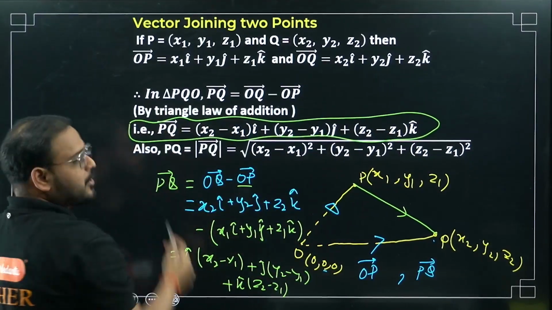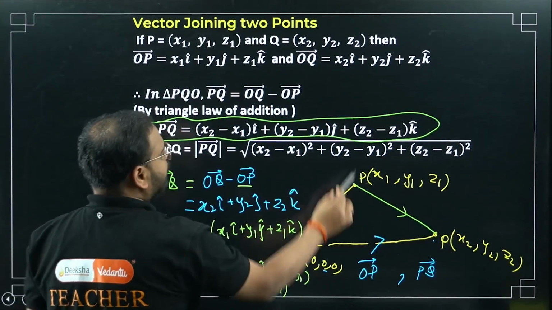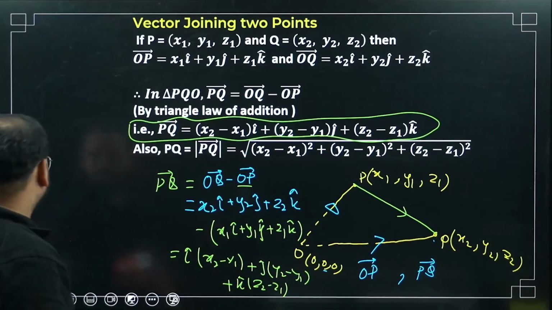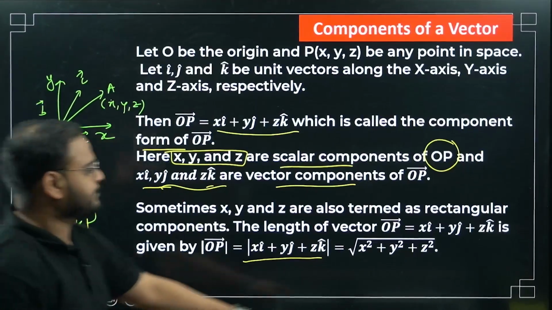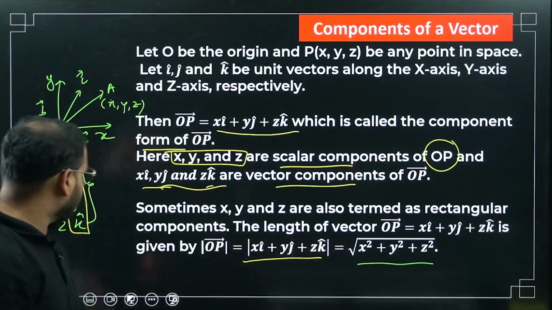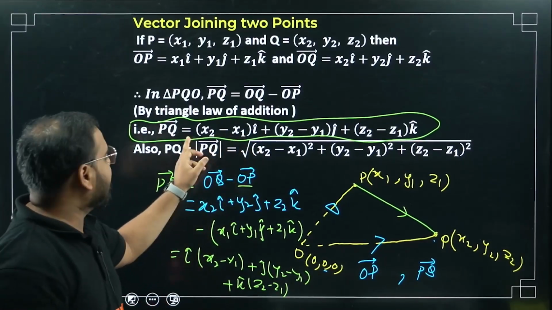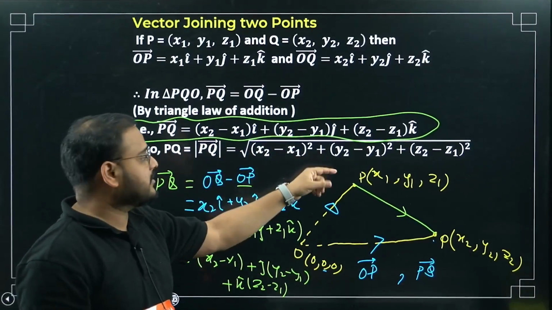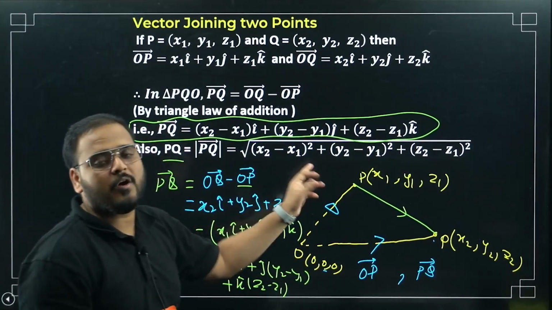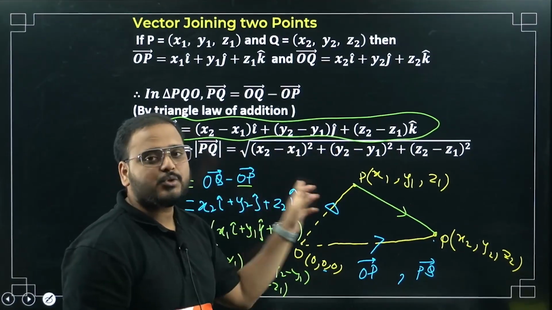Now once you find PQ, you can find the magnitude of that, the whole square inside the root. Square root of x2 minus x1, whatever the component is. We learned this formula over here. Please have a look. Once you get the components, you can take the square of them to find the magnitude of the vector. What is the x component? x2 minus x1. The y component? y2 minus y1. The z component? z2 minus z1. So the magnitude of the vector PQ is the square root of the sum of the squares of the components.